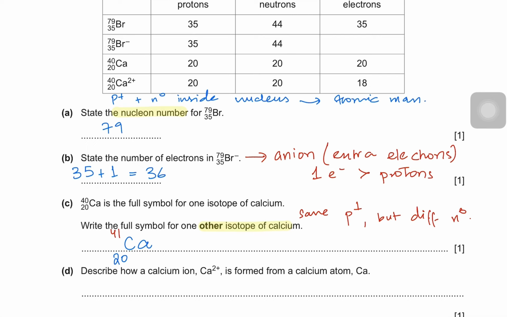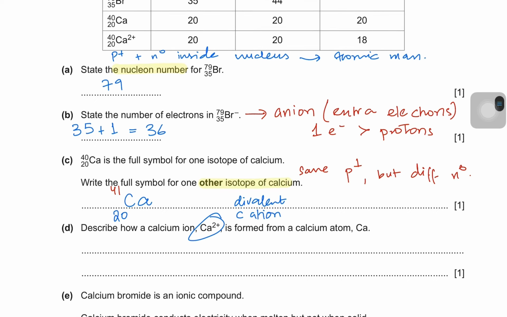Describe how a calcium ion is formed from calcium atom. So don't forget to notice it's a cation, and not just cation, it's a divalent cation, which means it has 2 plus charge. So it is made by loss of 2 electrons from calcium atom.